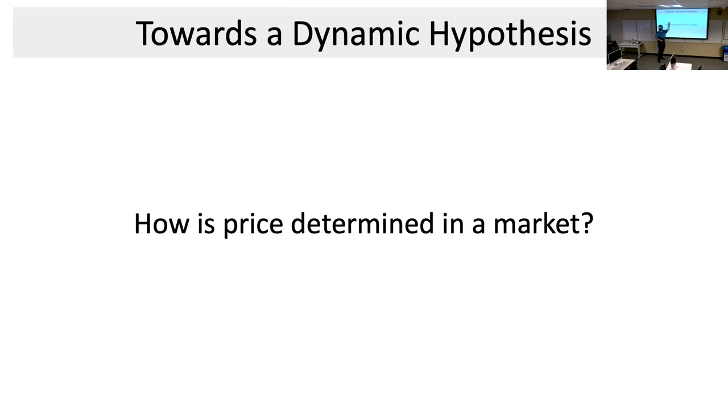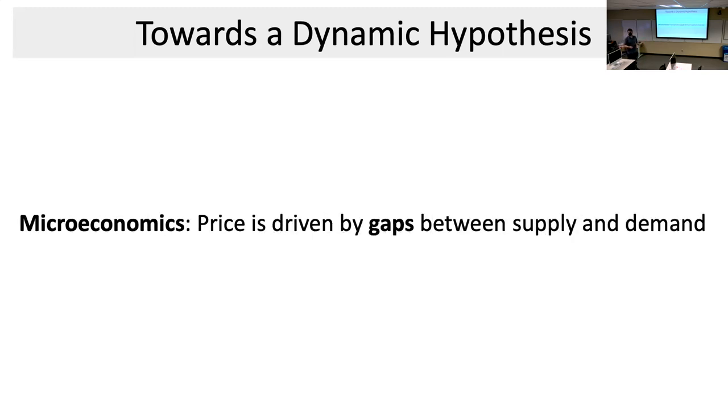The first thing we focus on, since price was our main response variable, is, in general, the most generalizable question: how is price determined in a market? Not an oil market, just anywhere. Just standard microeconomic stuff. From microeconomics, price is driven by gaps between supply and demand. When supply is low and demand is high, you get an increase in price. That increase in price may drive more to be supplied and less to be demanded, and that will gradually move these things together until you settle where quantity supplied equals quantity demanded, and you have some equilibrium price.